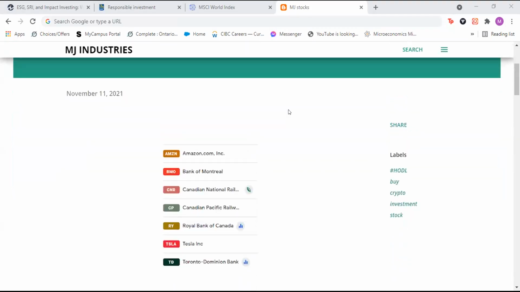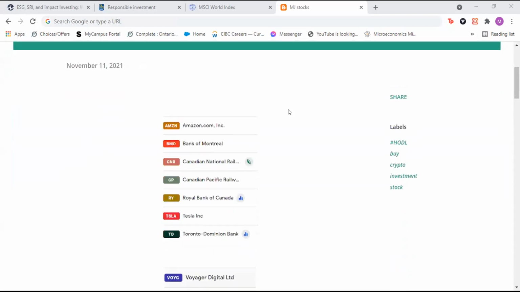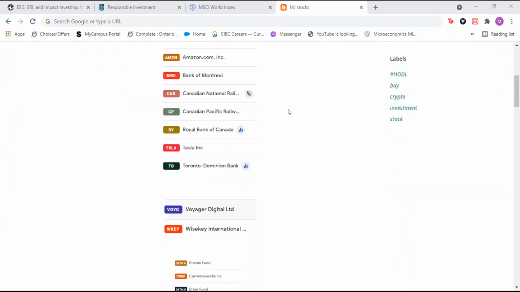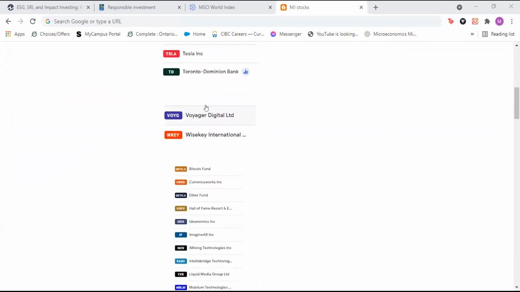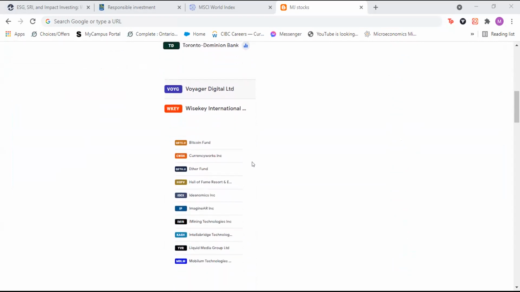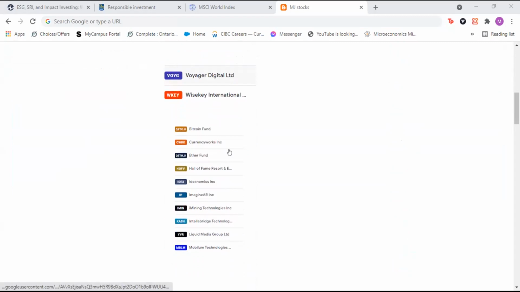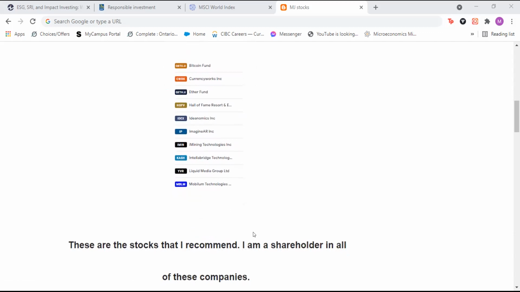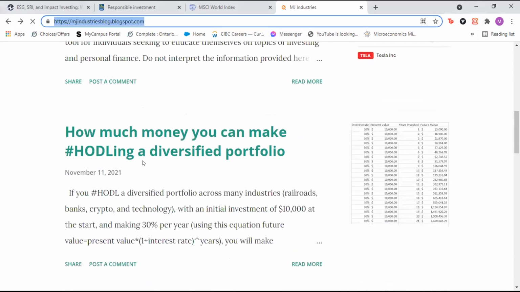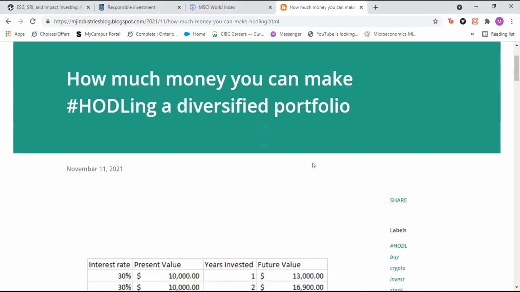So, I'm in Amazon, Bank of Montreal, CN Rail, CP Rail, Royal Bank of Canada, Tesla, TD, Voyager Digital. It's a company in the crypto market, WiseKey, in crypto as well. And then Bitcoin Fund, Currency Works, Ether Fund, Hall of Fame Entertainment, Ideanomics, Imaginaire, iMining, IntelliBridge, Liquid Media Group, and Mobilium. So all of those are in the crypto market. I just want to show you because these are the investments that I'm in, and if you're interested in getting into investing, let me know.